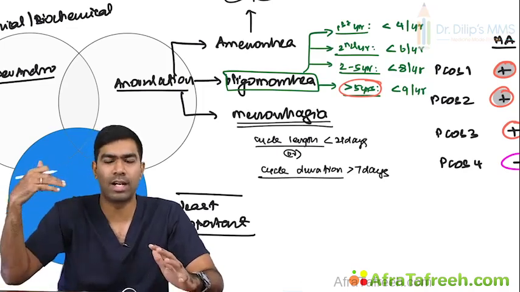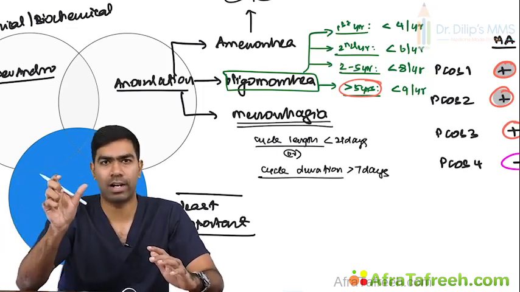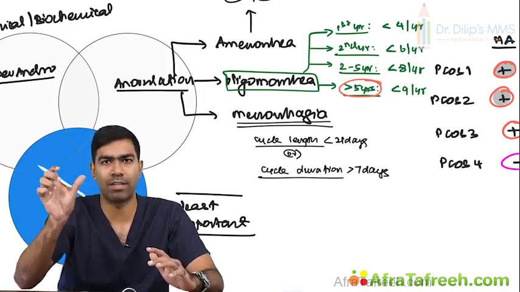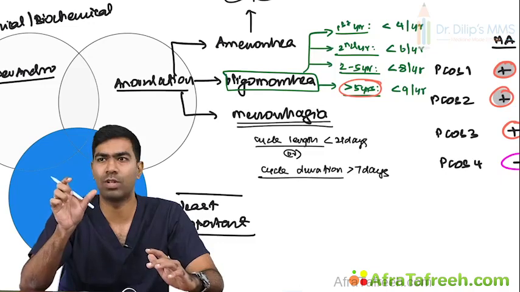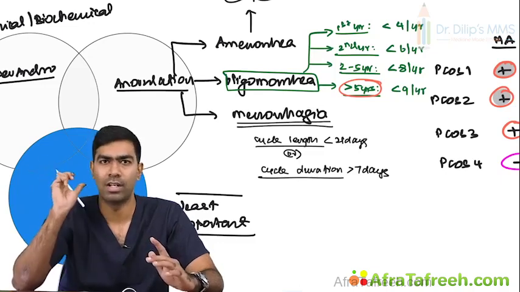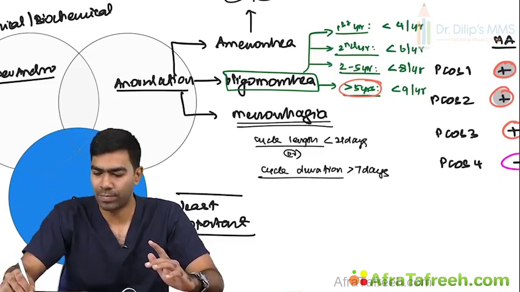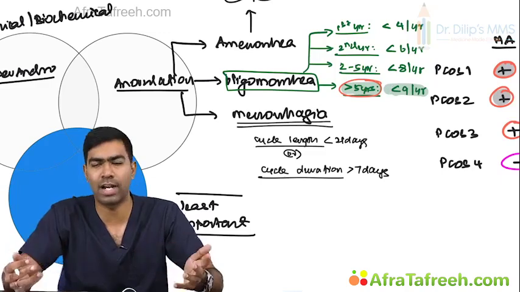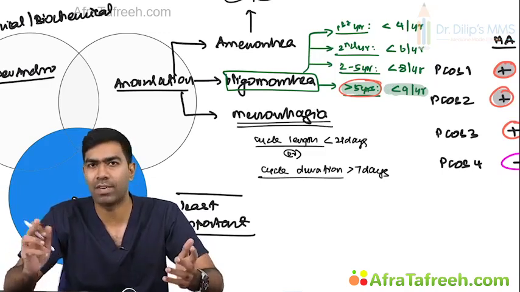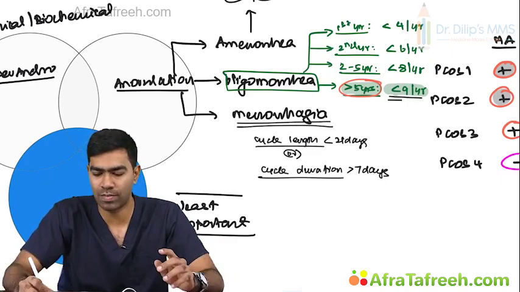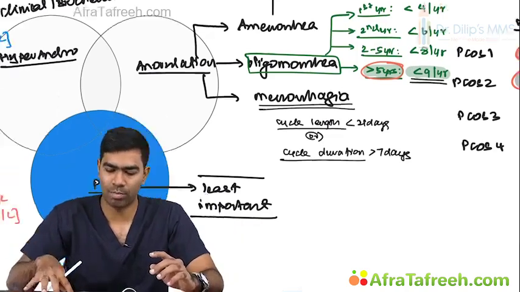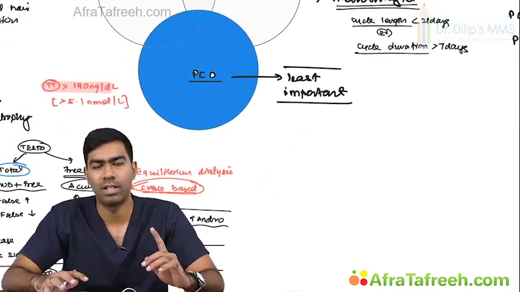Once the girl has experienced puberty, that cutoff of 5 years after puberty is the cutoff where you tell the girl has achieved gynecological and sexual maturity. Clear? So after 5 years, if it is less than 9 years, which means the girl has achieved gynecological maturity. After that, if you have less than 9 cycles per year, this is what we define as oligomenorrhea. Remember, this oligomenorrhea definition should be based on the age.